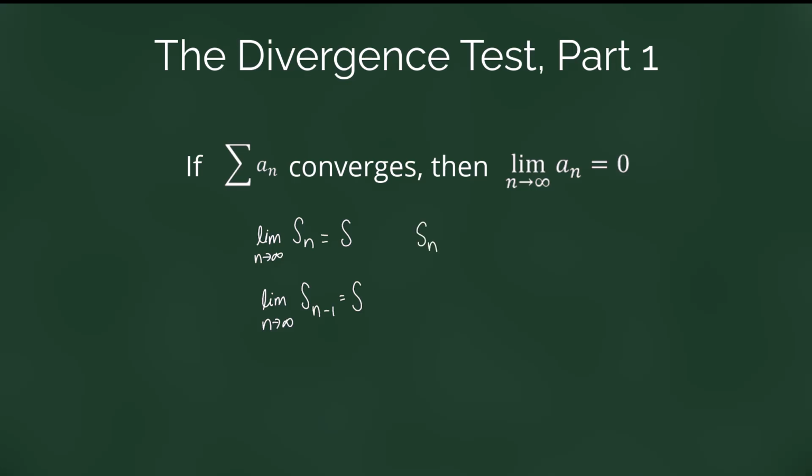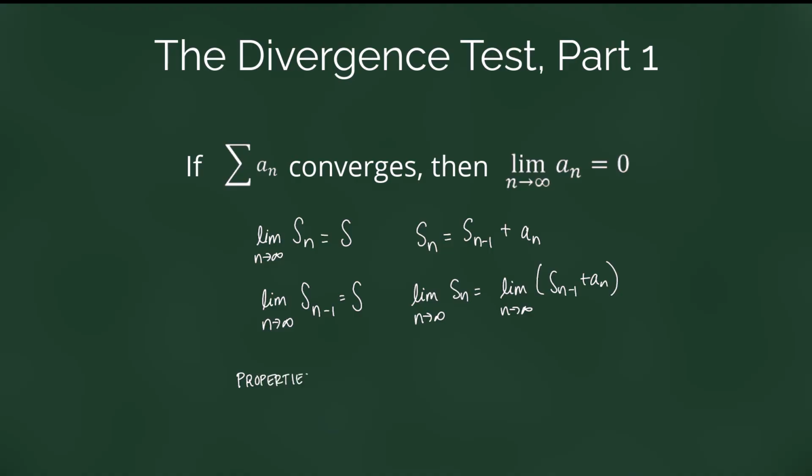We know also that the nth partial sum s sub n is the same thing as the n minus first partial sum plus the term a sub n. If we take the limit of both sides of this equation, we get that the limit as n approaches infinity of s sub n equals the limit as n approaches infinity of s sub n minus 1 plus a sub n. We can use some properties of limits.